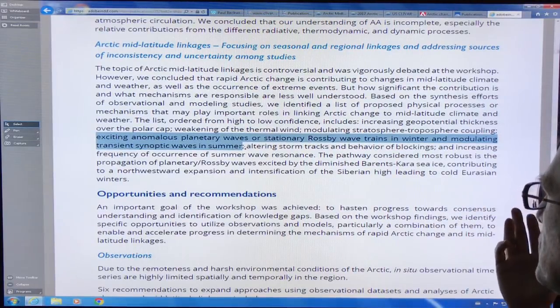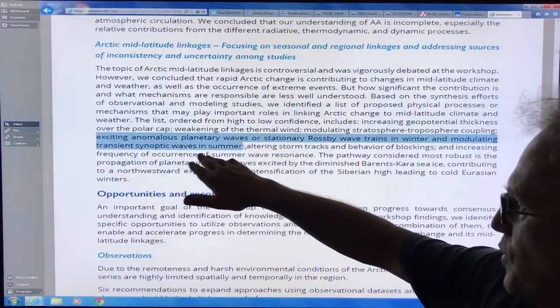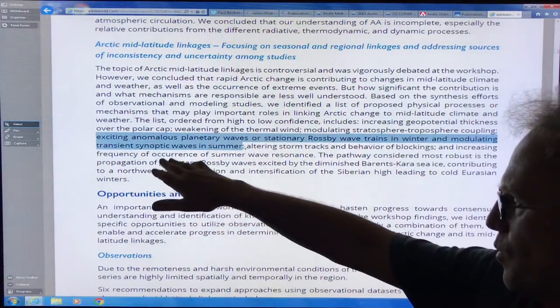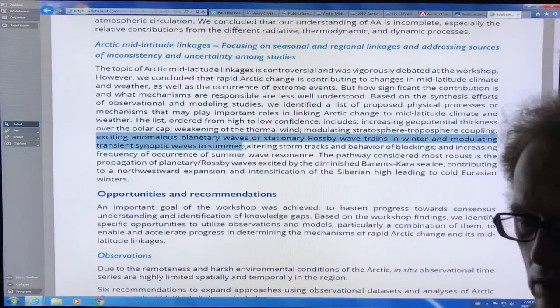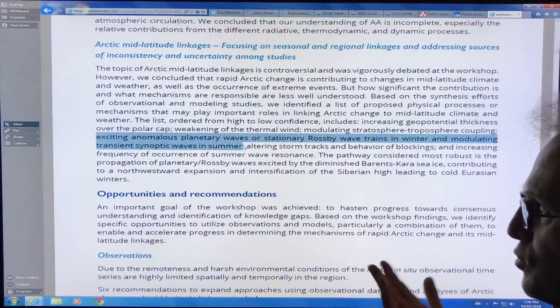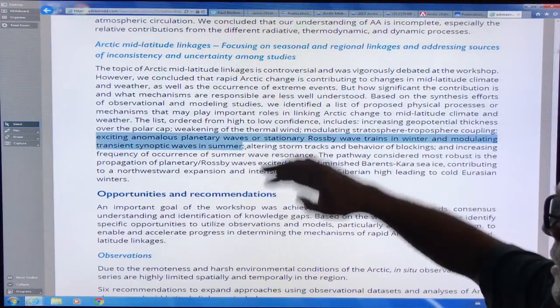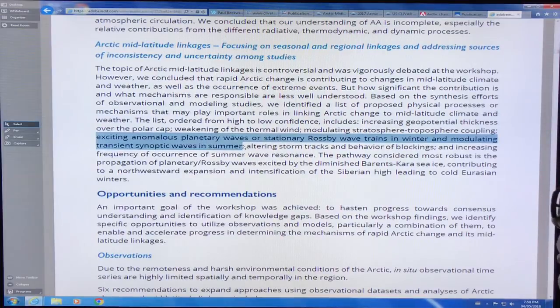Well, where's climate change? Where's global warming? Modulating transient synoptic waves in summer. Synoptic is sort of continental size, like North America. So you get these waves set up, and these waves are modified by what's happening in the Arctic. Okay, altering storm tracks and behavior of blockings.